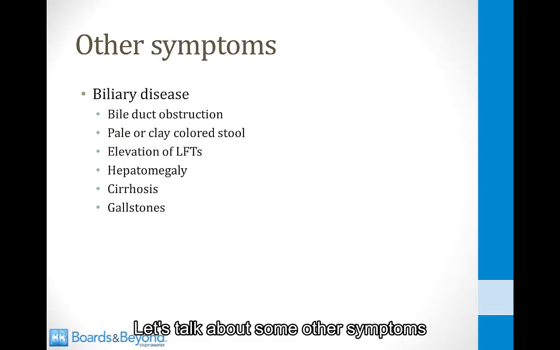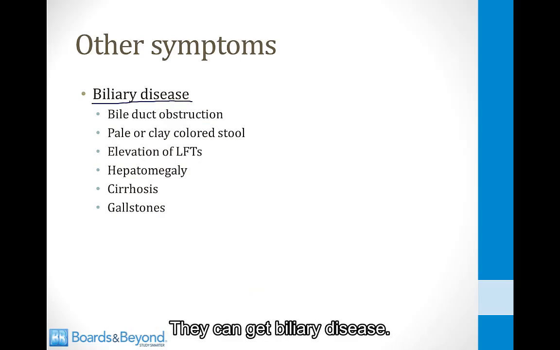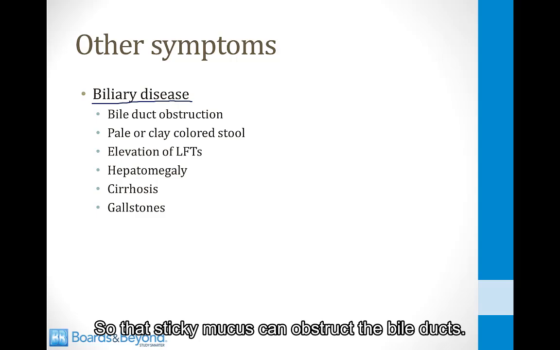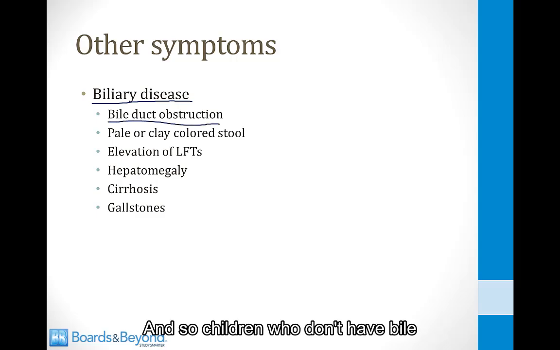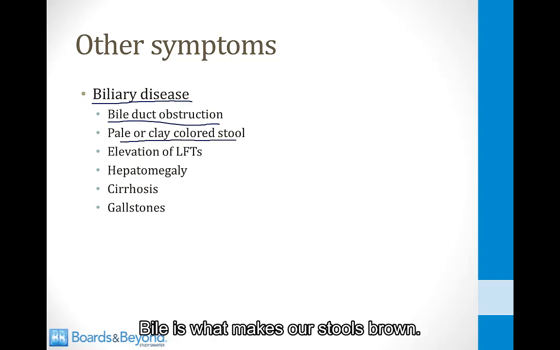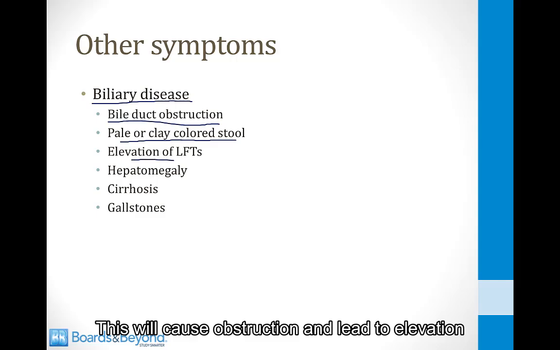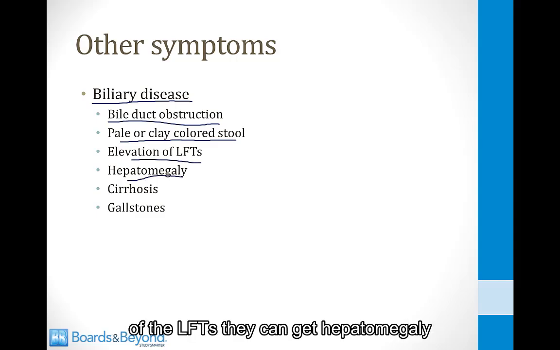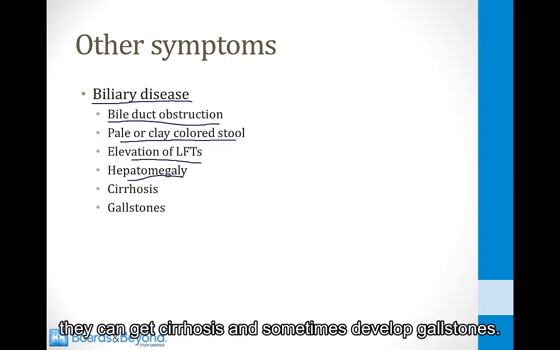Let's talk about some other symptoms that children with cystic fibrosis can develop. They can get biliary disease, so that sticky mucus can obstruct the bile ducts. And so children who don't have bile in their stools will have pale or clay-colored stool. Bile is what makes our stools brown. This will cause obstruction and lead to elevation of the LFTs. They can get hepatomegaly, and if it goes on long enough, they can get cirrhosis and sometimes develop gallstones.